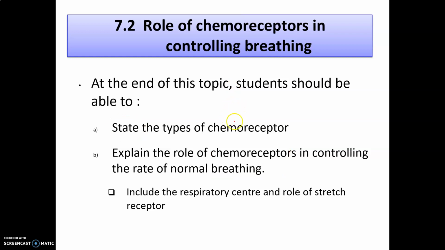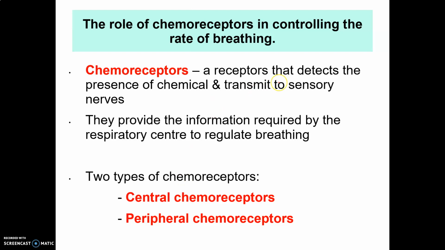Okay, ini kita akan tengok in the next lecture. So saya explain terus lah, takut nanti tak cukup masa. Okay, the role of chemoreceptor in controlling the rate of breathing. Apa itu chemoreceptor? As I said, dia adalah receptor, satu entiti di dalam badan yang detects the presence of chemical and transmits to the sensory nerve. Let's say ni adalah receptor. Receptor tadi dia akan detect the stimuli ataupun stimulus. Stimulus tu adalah the changes, contohnya carbon dioxide. Bila receptor detect, dia akan send signal. Signal tu adalah electrical signal, dia akan pass kepada neuron.